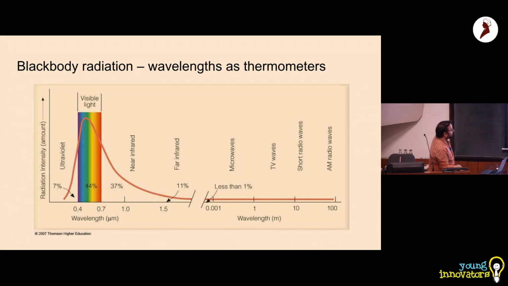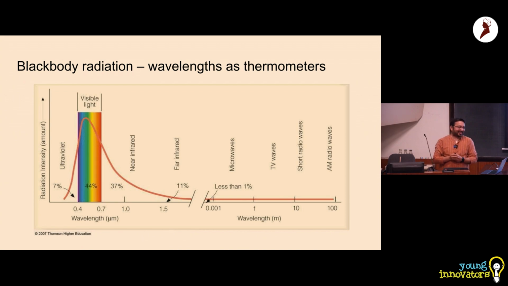maximum amount of energy. But then it doesn't stop here. It will also radiate at other places, but the maximum power will be at the visible range. But that's not true for other objects. And what decides it? One of the key things that decides it is the temperature. So what's the temperature of the sun? At least the surface of the sun.